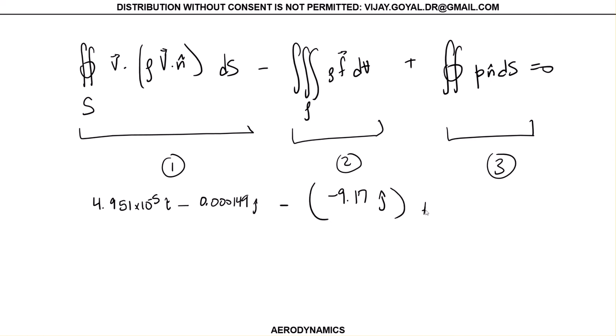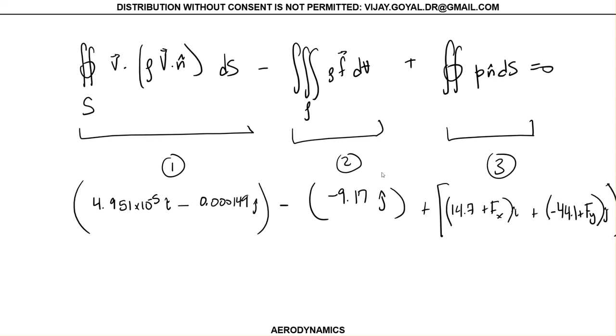And in your last equation that we found here, remember there's a minus sign there and a plus sign here, and this was equal to, let me put brackets, 14.7 plus Fx i, plus minus 44.1 plus Fy, this is j. This is your second integral, it comes from here. Now all of this has to equal zero.